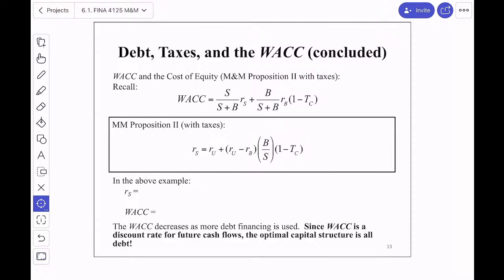Proposition 2. We're going to look at the effect on the cost of capital. Remembering our WACC formula here, we're now going to have this term, right? Because we've allowed taxes, and when we introduced taxes, we also allowed for the tax deductibility of interest payments. If you rearrange your equation, you will end up with this. So it looks like what we had before.